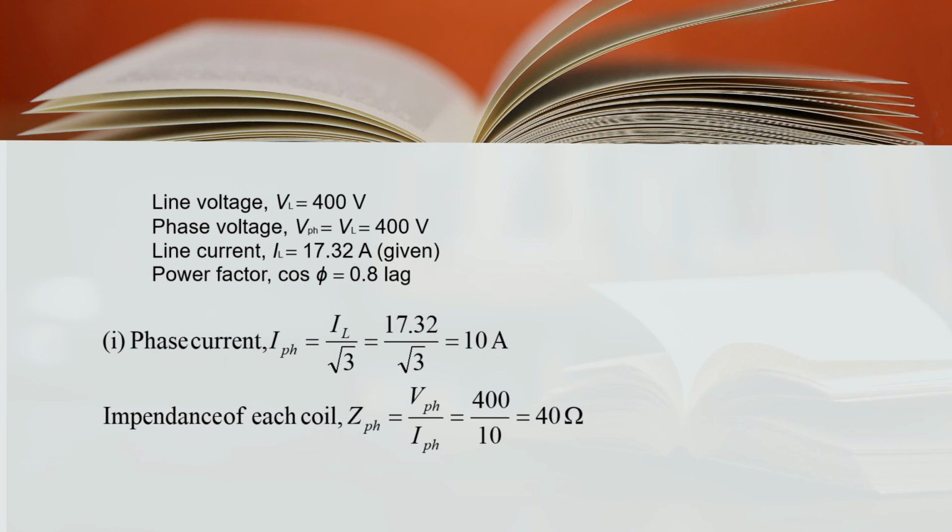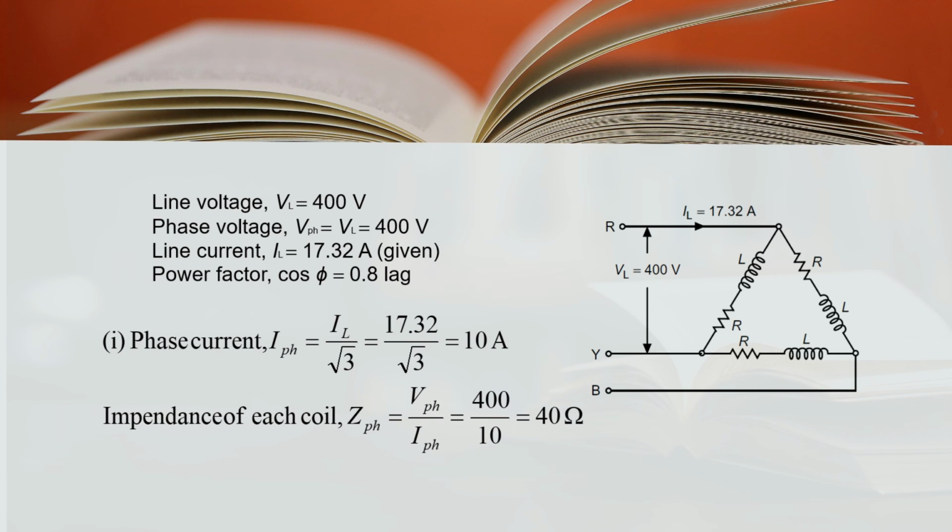So you can note down here that the line voltage is given, that is 400 volt. In a delta connection, you know the relation between the line voltage and phase voltage: both are equal. So the phase voltage is equal to the line voltage, equal to 400 volt.